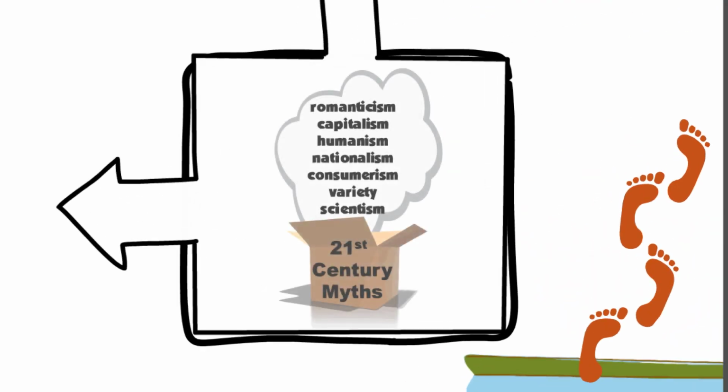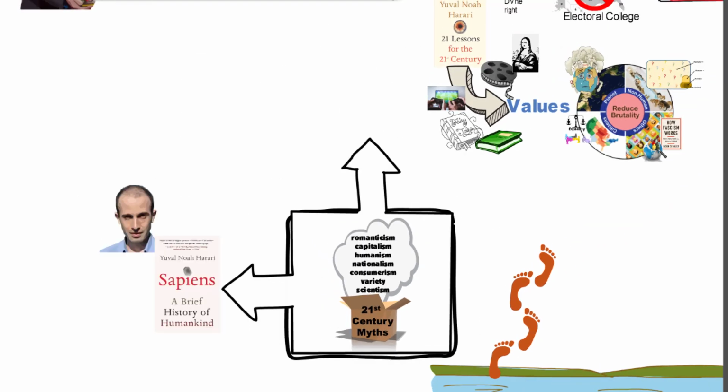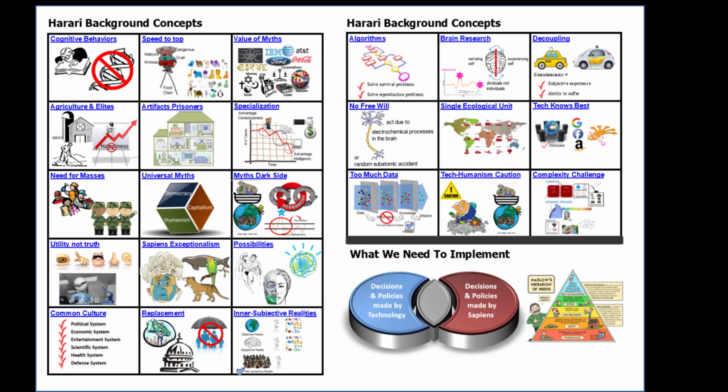But in our case, we have to basically toss aside, if you will, romanticism, capitalism, humanism, nationalism, consumerism, the idea that we need variety, and scientism as a given. And he addresses a lot of those in the book Sapiens and in the book Homo Deus.